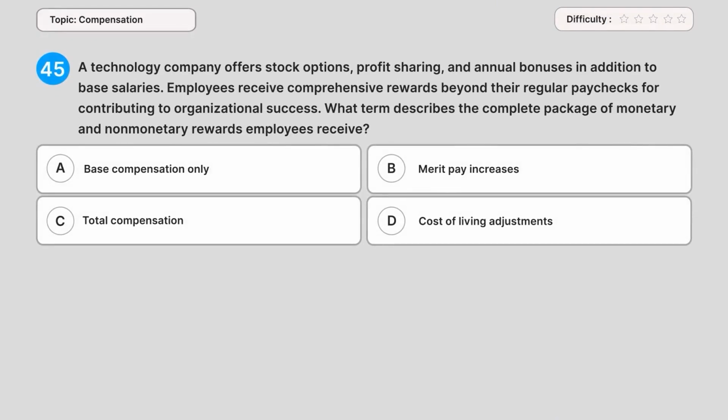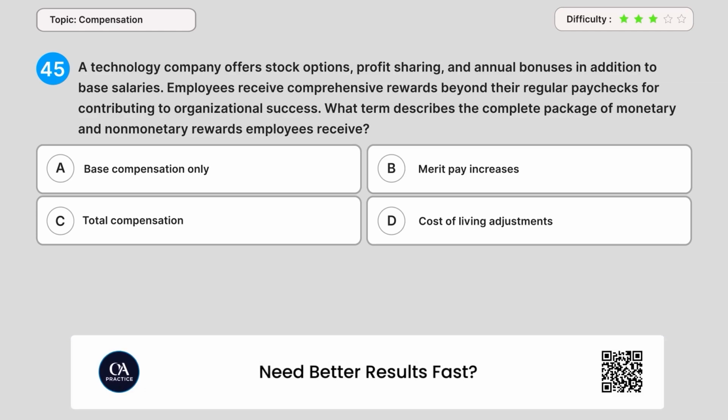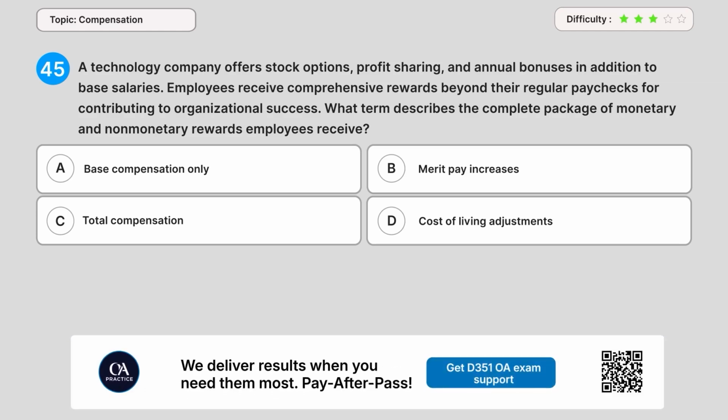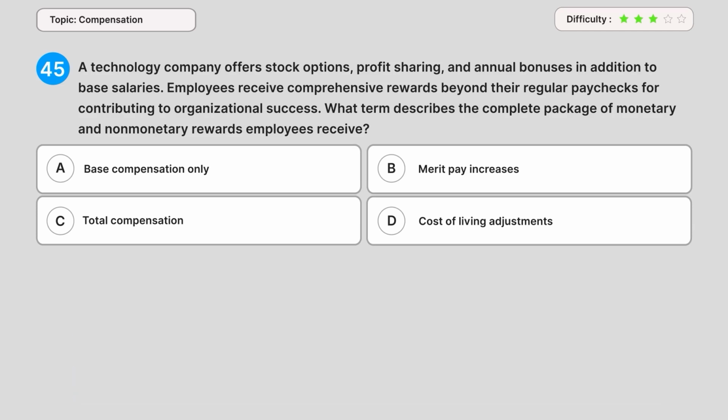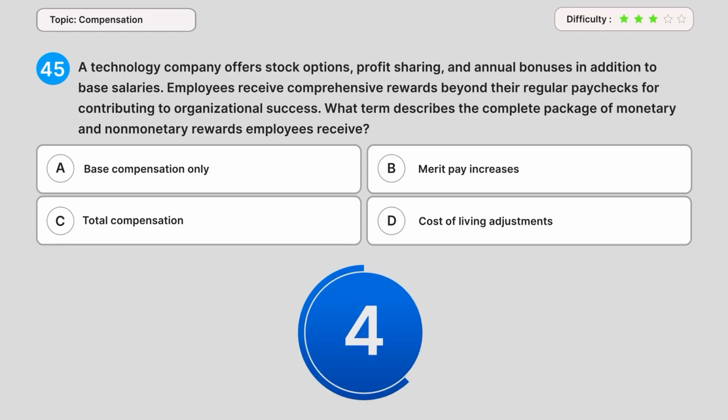45. A technology company offers stock options, profit sharing, and annual bonuses in addition to base salaries. Employees receive comprehensive rewards beyond their regular paychecks for contributing to organizational success. What term describes the complete package of monetary and non-monetary rewards employees receive? A. Base compensation only. B. Merit pay increases. C. Total compensation. D. Cost of living adjustments. What do you think is the answer?